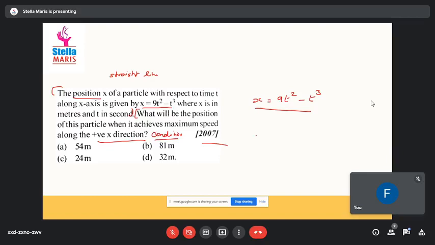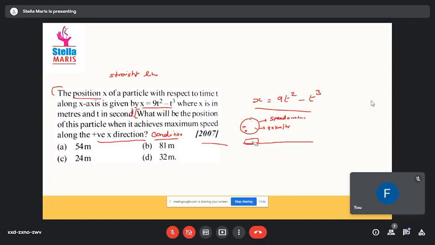For example, let's say you're traveling on a bike or a car in a straight line. Let's say the speedometer is like this. What is the maximum speed in any vehicle? It starts from 0, 10, 20, and the maximum speed is like 80 kilometer per hour. So this is the maximum speed in the speedometer of the car.